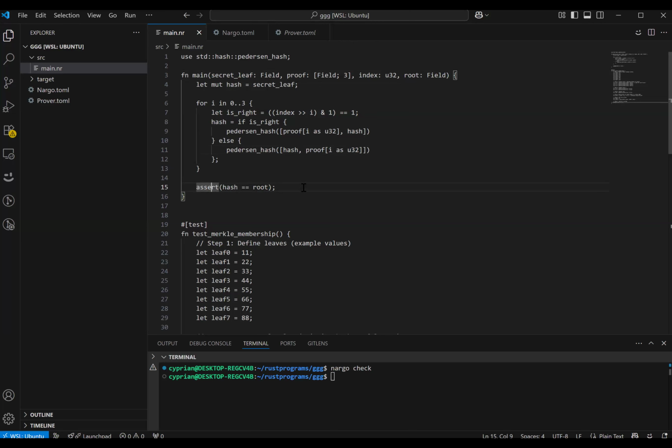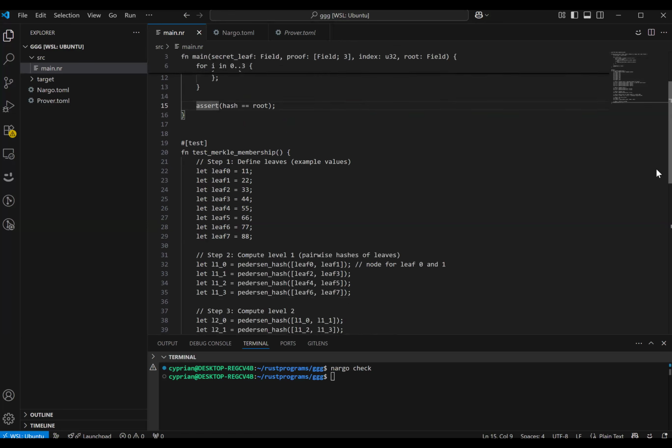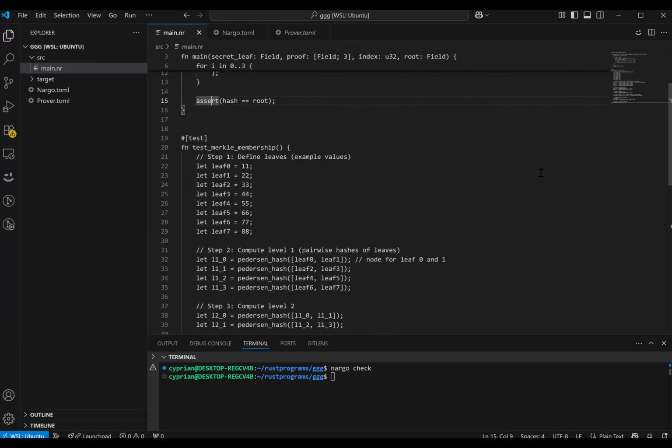This is just to confirm that what you run, the test, the main function you are testing, is correct. So that is what assert does. Then of course you can put some tests just to confirm the correctness of your proof.